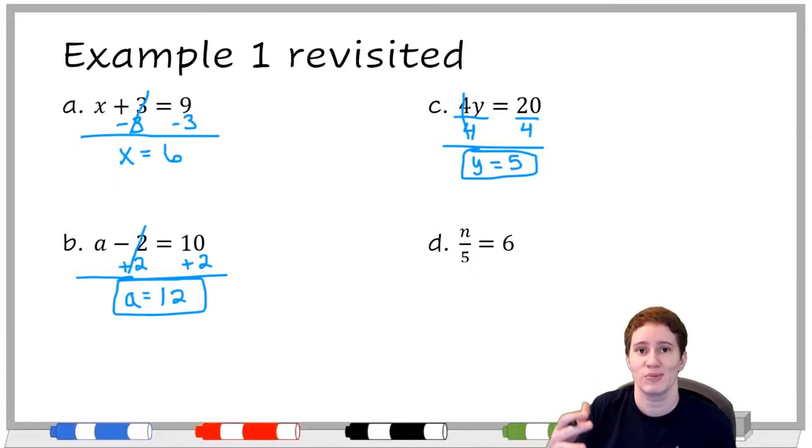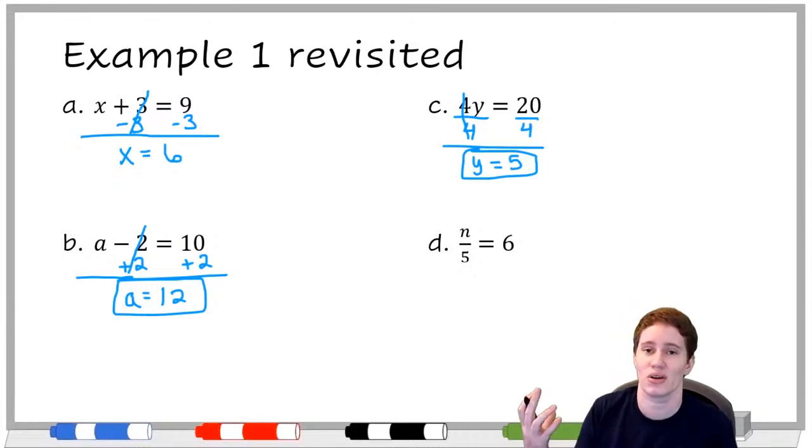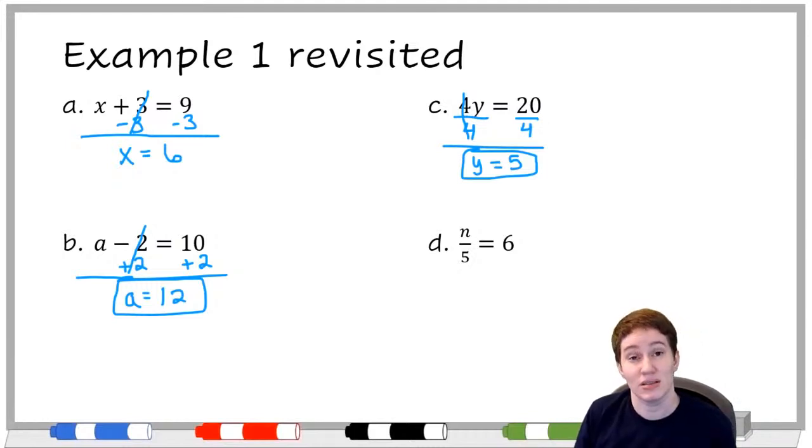When you think 4 times y equals 20, you are basically thinking either about your multiplication tables, or you are thinking, okay, well, I'm basically dividing by 4. So 20 divided by 4 is what? It's 5. So we were doing the same thing, just we maybe didn't realize that that's what we were doing.